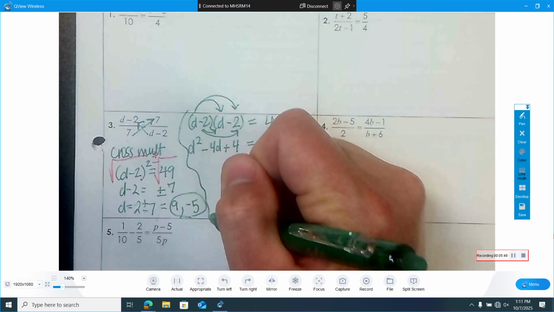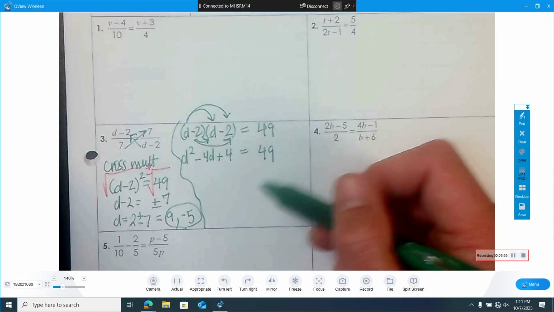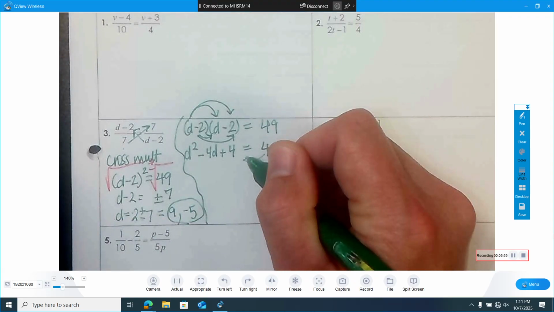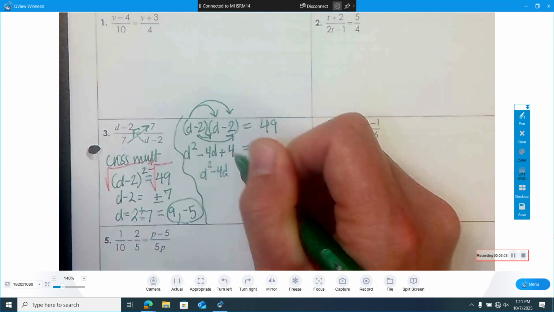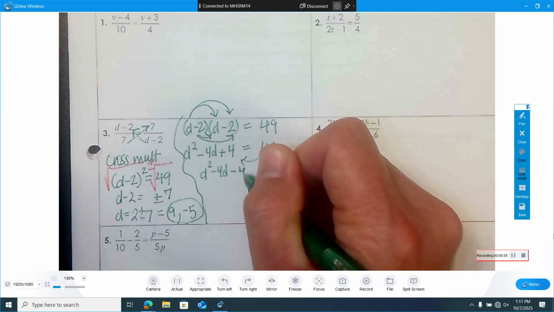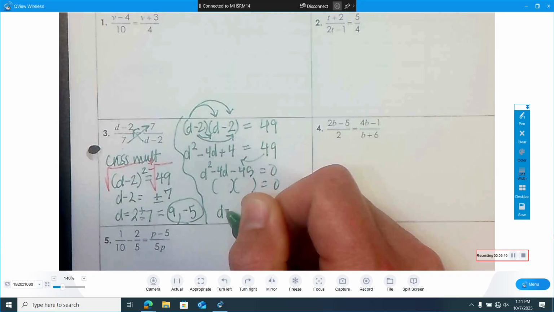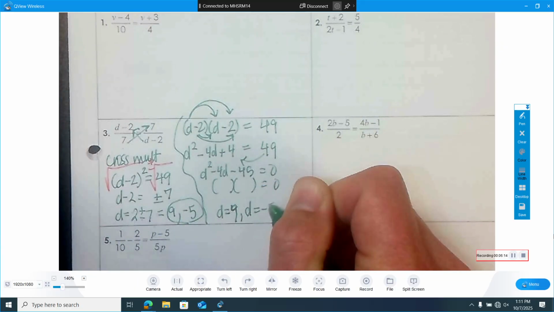That's some good thinking there. I didn't think about that. Do you think we're going to get the same thing if we set this equal to 0 and factor and solve? Yeah. We would get the exact same thing, d squared minus 4d. If I subtract 49, that's going to be a negative 45. And if we double bubble, we will get d equals 9 and d equals negative 5.